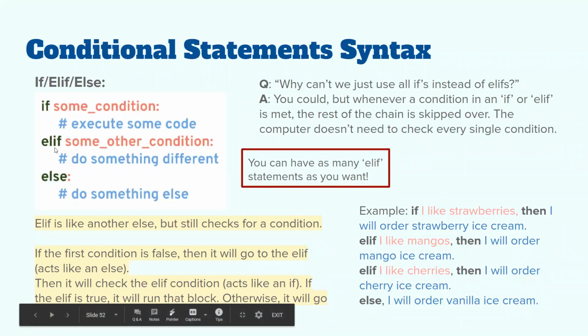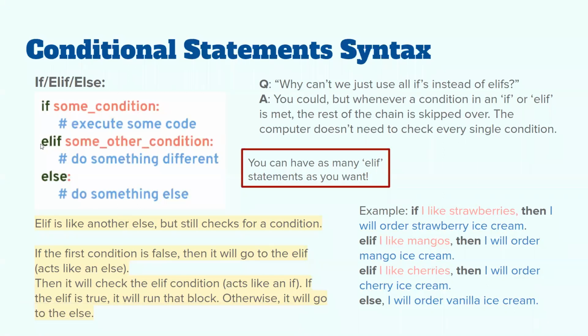And then if the elif is true, then the else is skipped, and the code is executed. So you always just want to think of an else as like a fail-safe. So if everything above it is false, then the else is executed.